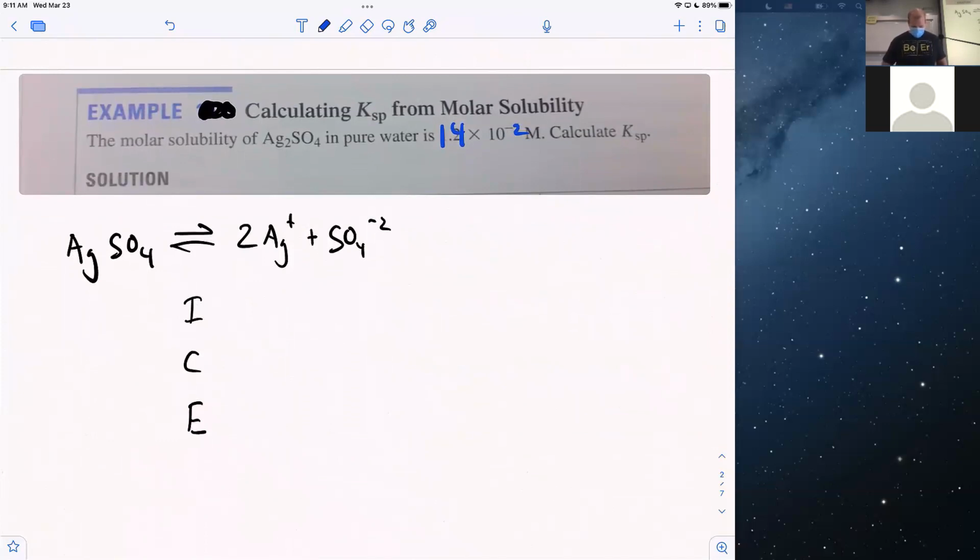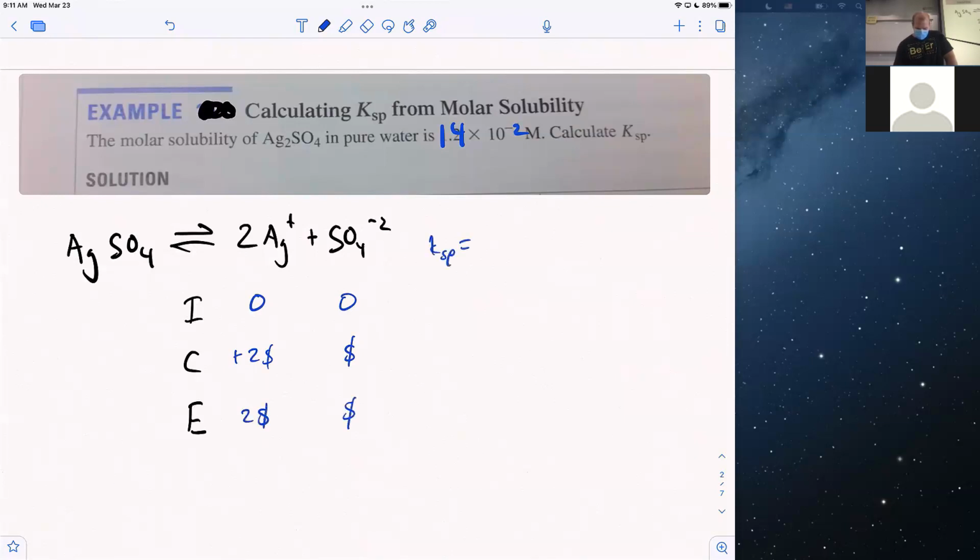So the molar solubility, let's do it backwards. The molar solubility of silver sulfate in water is 1.4 times 10 to the minus 2 molar. What is KSP? So this is one of those where you can't necessarily use the ice chart, but I've been teaching this way, so I'm going to follow through with it. So initial 0, 0, same idea, change plus 2 S, S. Solubility, equilibrium, 2 solubility, solubility.